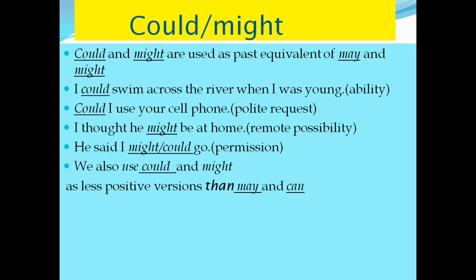And for asking permission, we can use both might and could. He said, I could go, or he said, I might go. Might I go, or could I go? For the permission. And we also use could and might as less positive versions than may and can, like we saw in the first sentence, when we saw the possibility.